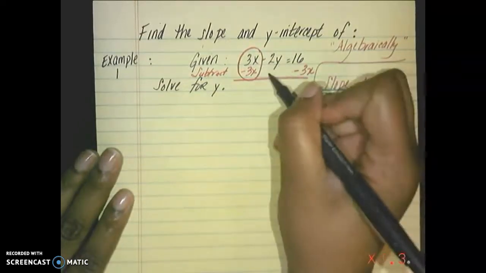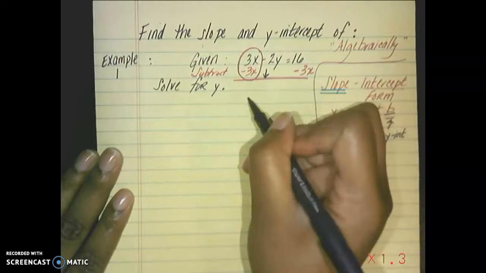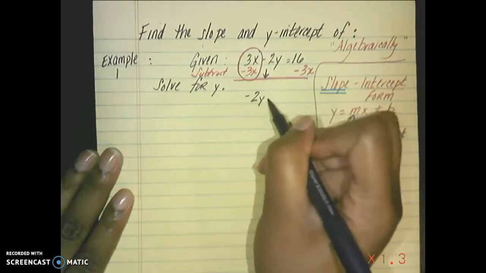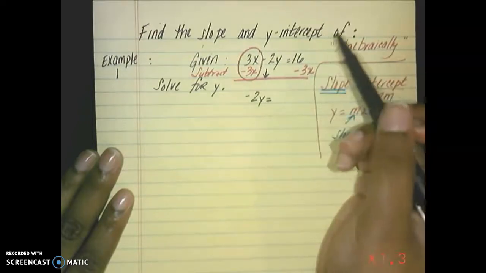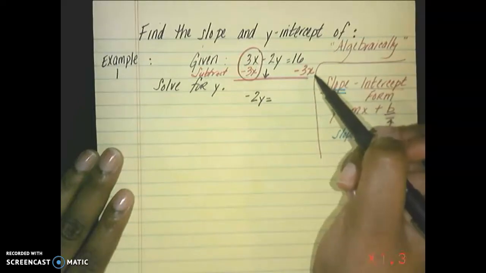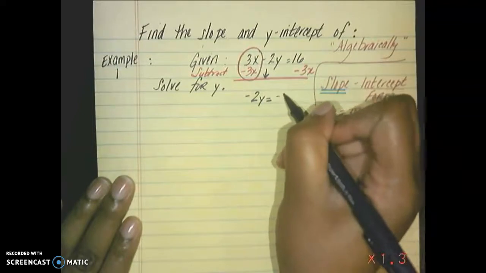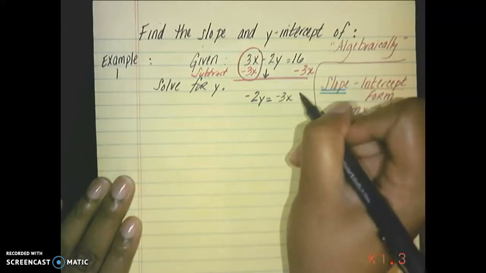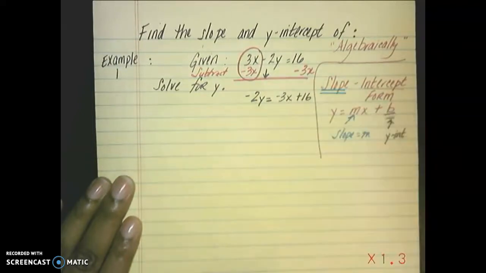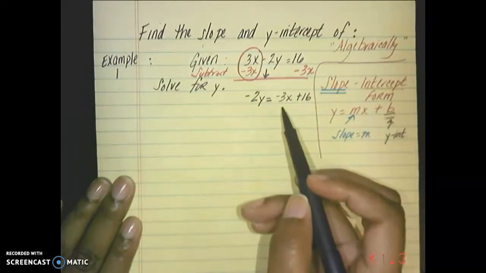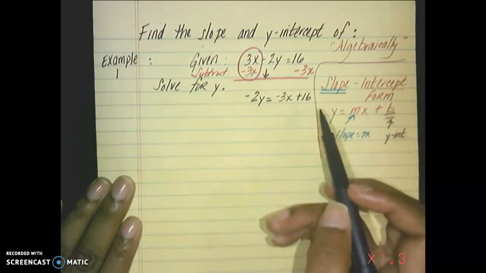So I'm left with on the left side a negative 2y, and on the right side, 16 and minus 3x, which are not like terms. So I'm going to have to write these separately, just bringing everything down. So you'll have a negative 3x plus 16 on the right side.